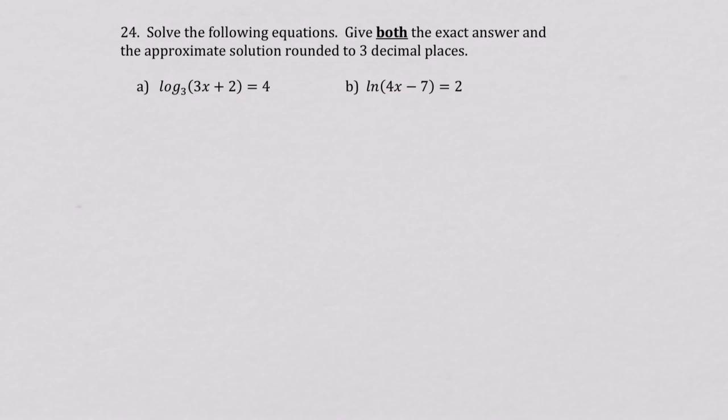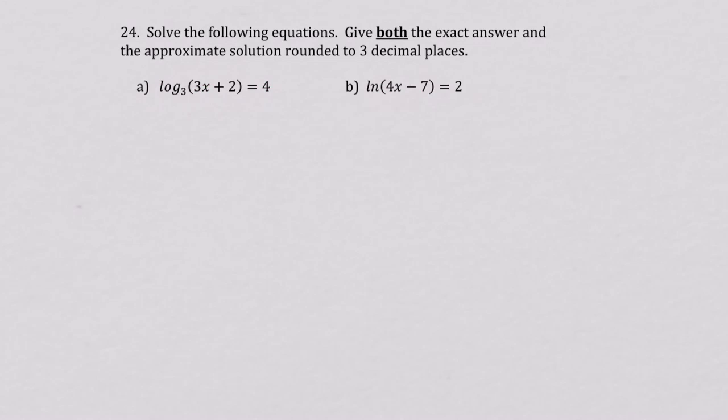Alright, 24. Solve the following equations. Give both the exact answer and the approximate solution rounded to 3 decimal places. So the way we're going to solve these logarithmic equations is by using exponential form, right? Notice that the x is in the input of the logarithmic equation. So the only way to take it out is to turn it into exponential form.